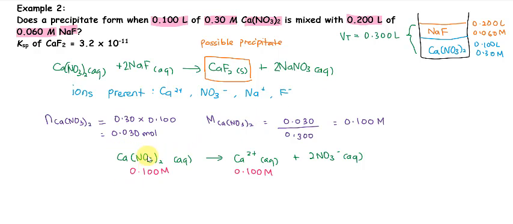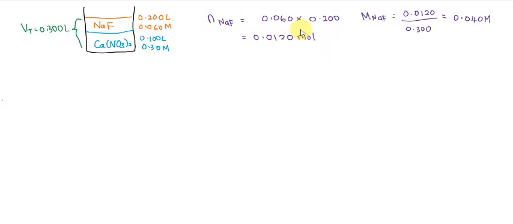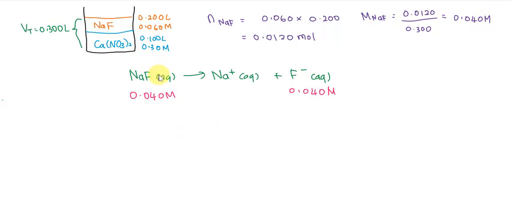Since calcium nitrate is a soluble salt, it is completely dissociated into Ca2+ ion and NO3 minus ion. So the concentration of Ca2+ ion is equal to the concentration of calcium nitrate, which is 0.100 molar. Same with sodium fluoride. Find the moles of sodium fluoride and then divide it by the total volume. You will get the concentration of sodium fluoride as 0.040 molar. NaF is also a soluble salt, completely dissociated into Na+ ion and F minus ion. So the concentration of F minus ion is equal to 0.040 molar.